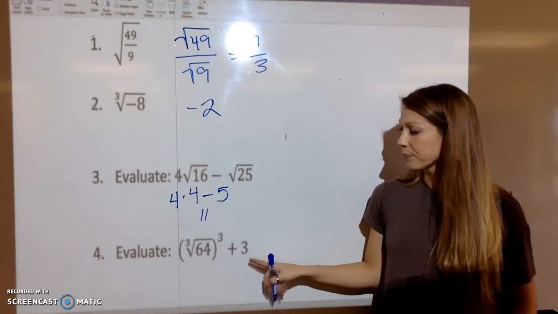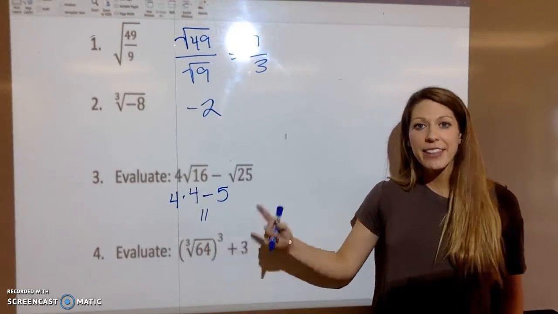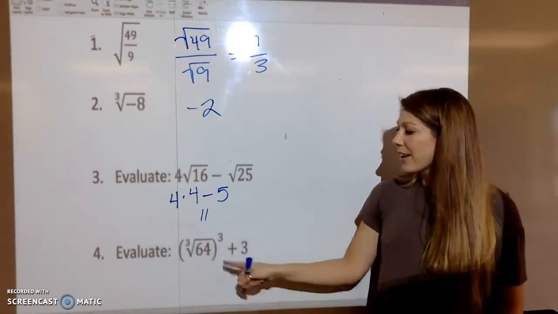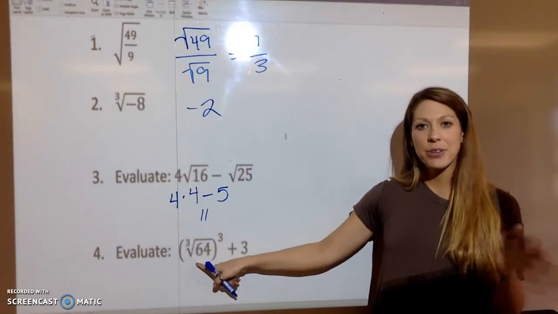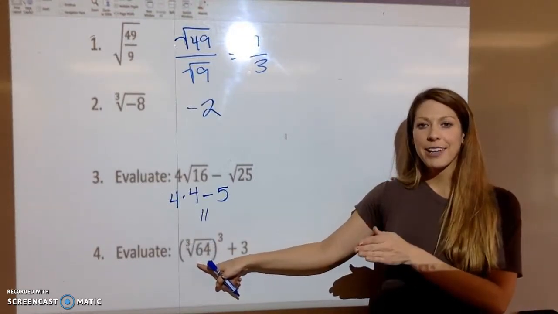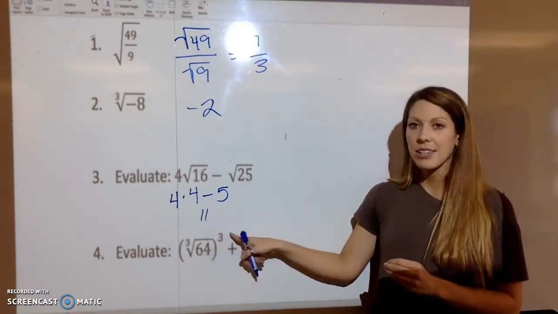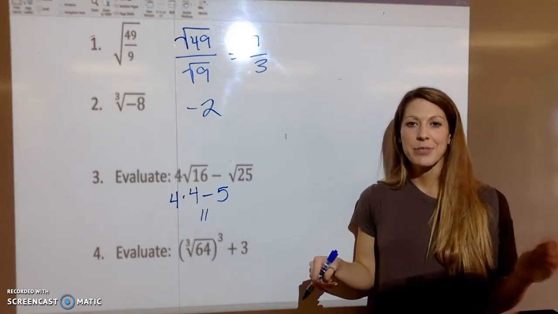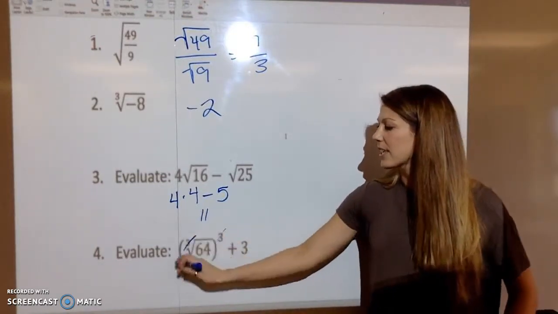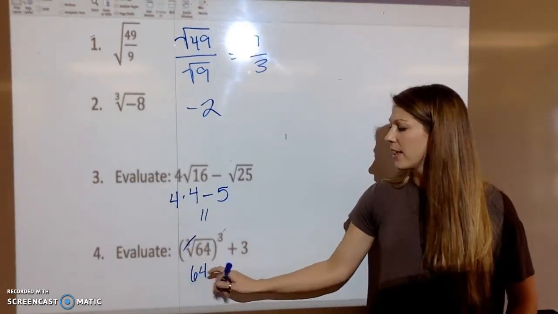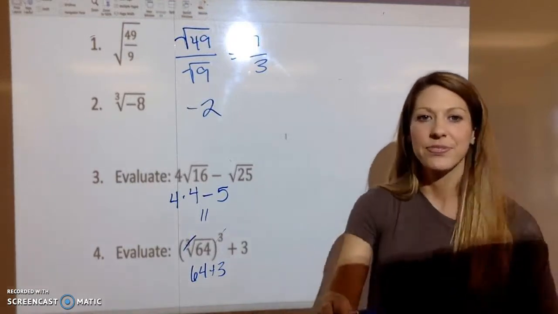Number 4, we have the cube root of 64 cubed. Now you can think through this answer all the way out. The cube root of 64 is 4, because 4 times 4 times 4 is 64. Now if we take 4 cubed, that's 4 times 4 times 4. We're back where we started. So a cube root cancels out with a cube. So this is just 64 and then plus 3. So our answer here is 67.